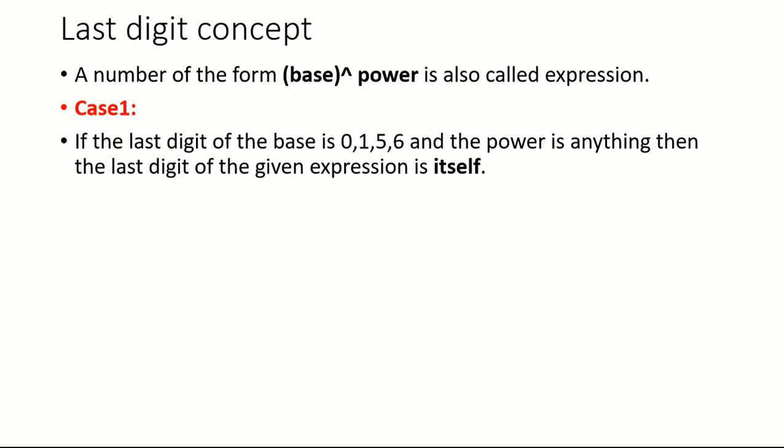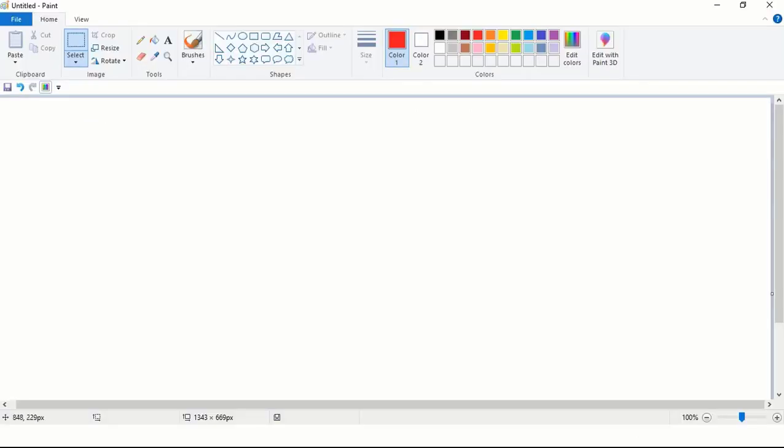Let me help you to understand in a better way with an example. What is case 1 telling? Case 1 is telling that if the last digit is either 0, 1, 5 or 6 and the power is anything, then the last digit is itself. Let's take one example here.